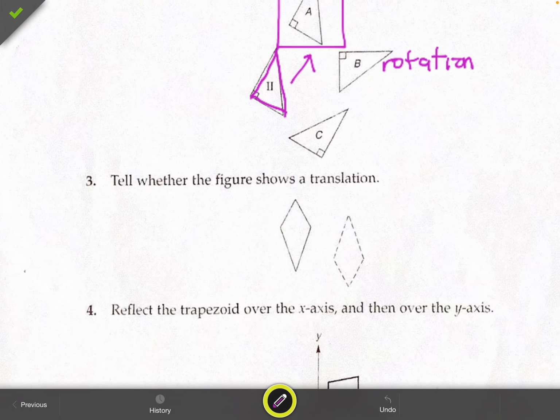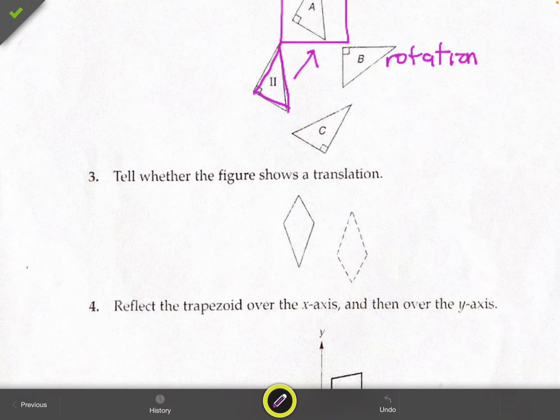Number 3, tell whether figure shows a translation. Again, know your keywords. Translation means slide. Okay. This is your original. They call that your pre-image. This is your new shape, the dotted line one. Does that show a slide?